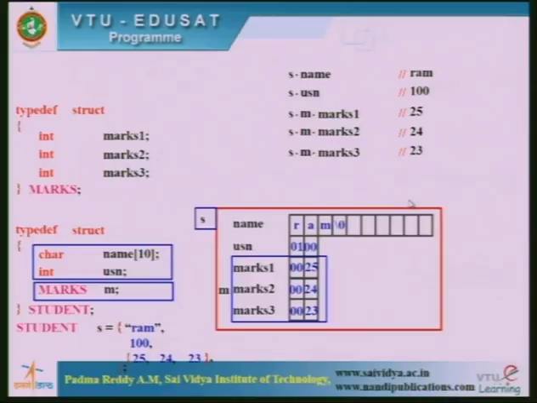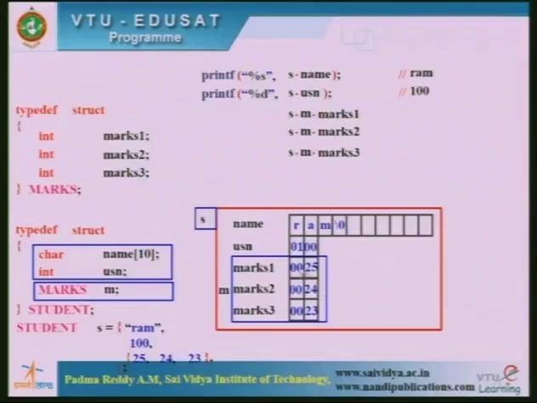Now if I want to display this information on the monitor, which statement should I use here? printf. So if I write printf s dot name, what is there in s dot name? RAM. So we are going to display RAM on the screen. Similarly, to display s dot usn, what is s dot usn? 100. So to display 100, what statement do I have to use here? printf %d. So here I get 100.